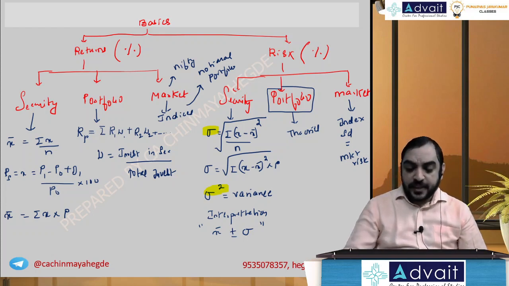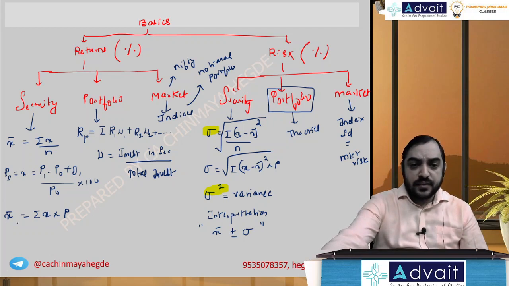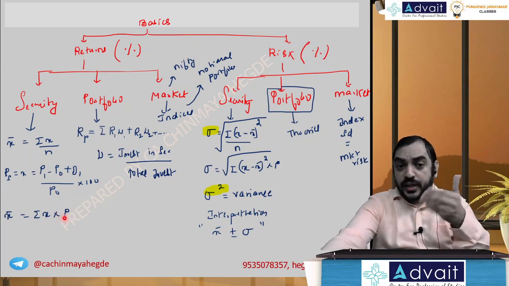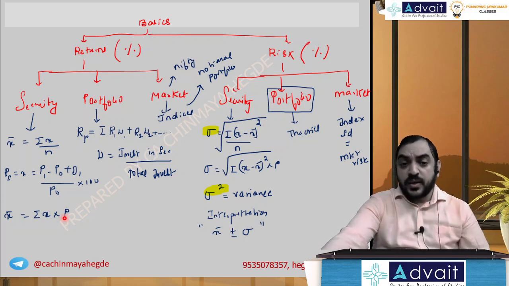If probability is there, just like here I have given one formula, x bar is summation x into p. P stands for probability here. Sometimes in a problem they'll give you expected probability. So if probability is there, the average should be calculated like this. X is return, P is probability, multiply and do the total.